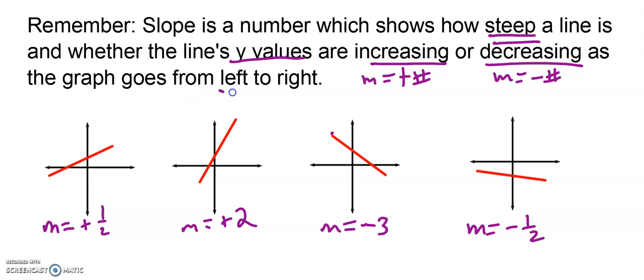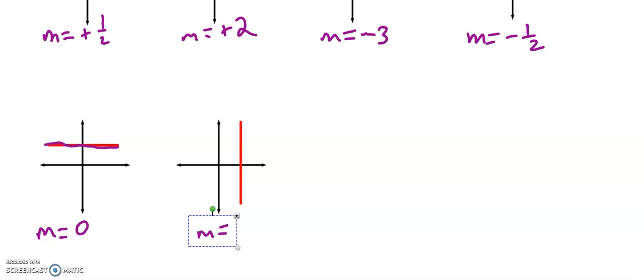Now, going back to the definition of what slope is, it has to be about the slope of a graph as the graph moves from left to right. Well, with a vertical line, this line isn't moving left or right. So because this line isn't moving left to right, this vertical line has no slope, or we say the slope is undefined.